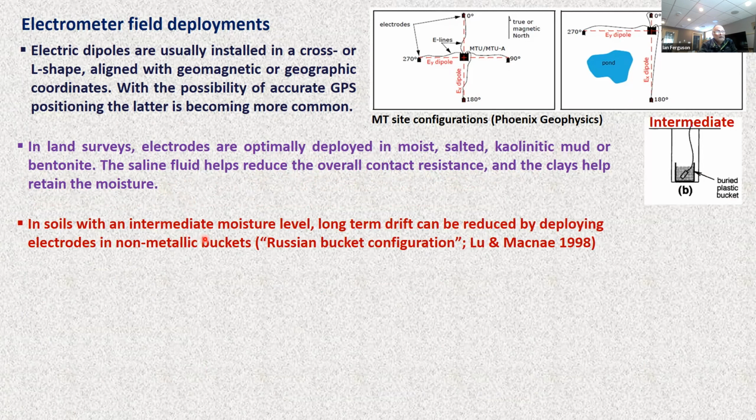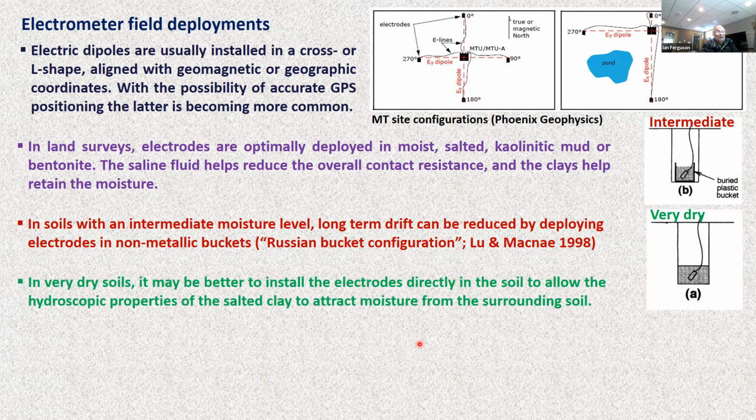In soils with intermediate moisture level, the long-term drift can be reduced by deploying the electrodes in non-metallic buckets, the so-called Russian bucket configuration, shown here. So the electrodes in something like a plastic bucket, which is then placed in the ground.